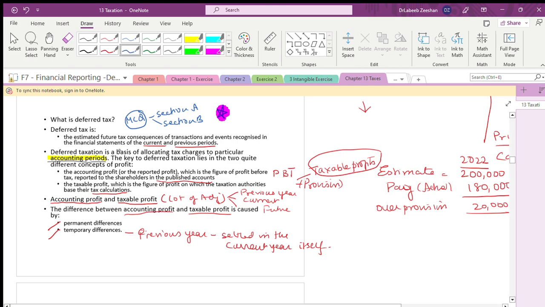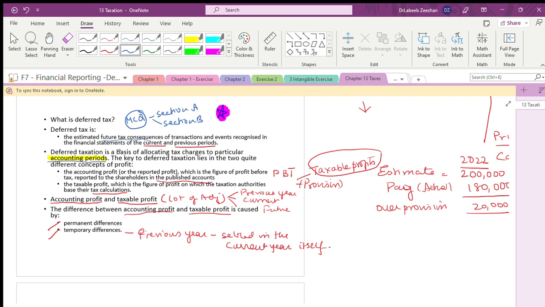The estimated future tax. The future tax consequences of transactions recognized in the financial statements with respect to current and previous periods. What are the future tax consequences? How much we have with respect to the current period and the previous period. Basically, deferred taxation is the allocation of charges for a particular period. We will calculate the tax, but we will defer it for a further period.